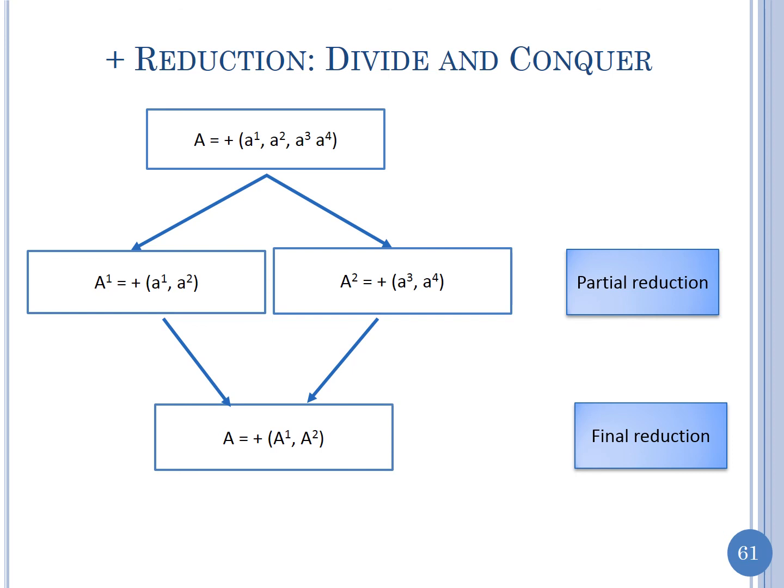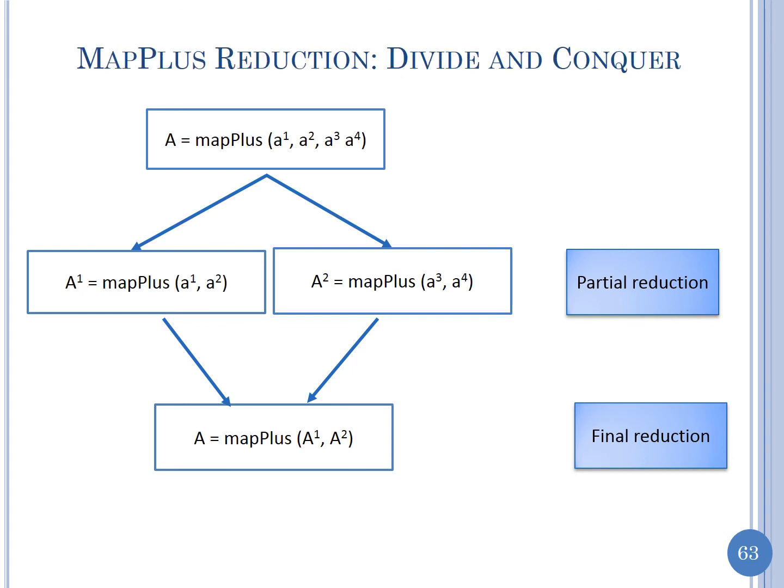And we can change the plus to multiply, and that will still allow us to do divide and conquer. These are well-defined number problems, and we can imagine also defining our own operations that can allow divide and conquer. So we did that with maps, where we defined a map plus operation that we could do in parallel.